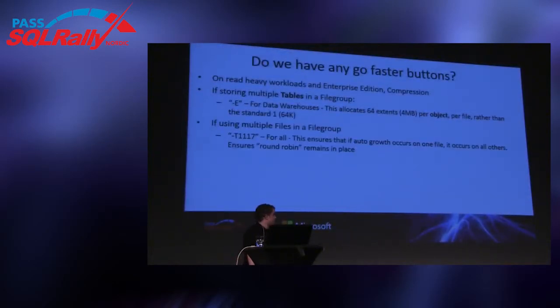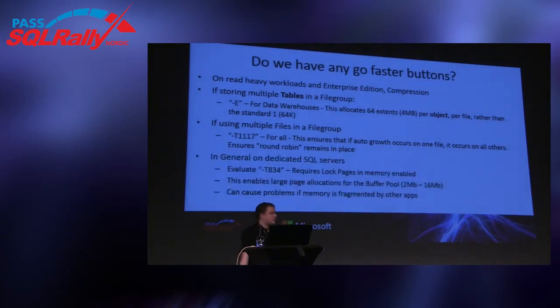A very standard one, but if you're using multiple files in a file group, trace flag 1117. This ensures that, so again, back to our proportional fill, they have to be equally full and equally sized. If you have a runaway query that blows up one of the files, for whatever reason, this will make sure that all files in the file group grow, so you never lose that round-robin algorithm. It takes care of the growth and everything for you. So you lose a little bit of extra space on each file growth because they all grow at the same time, but it makes sure that your performance hit doesn't happen.